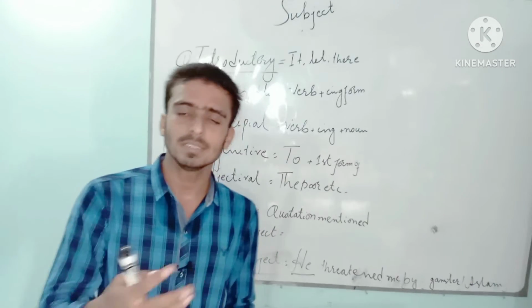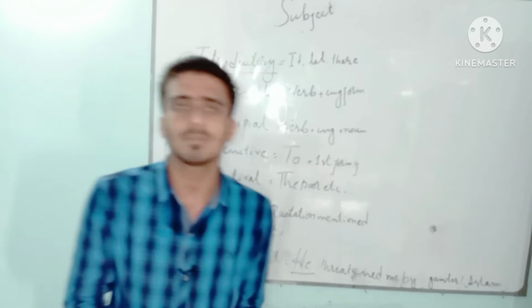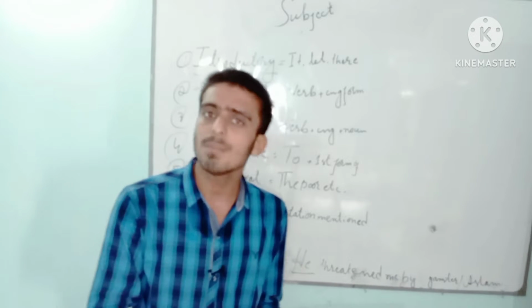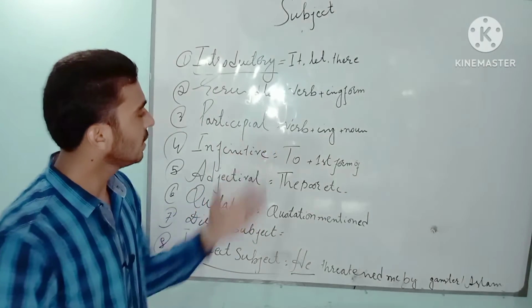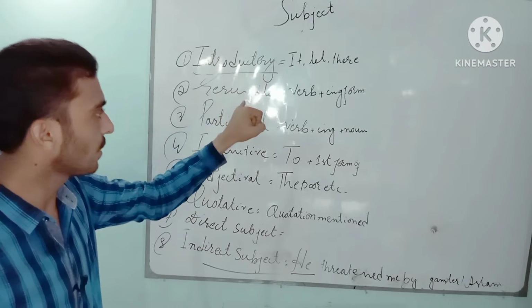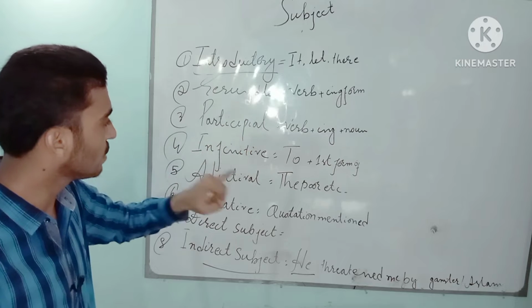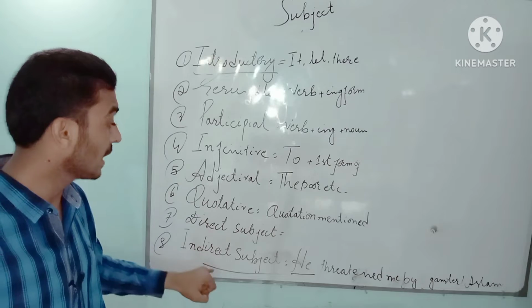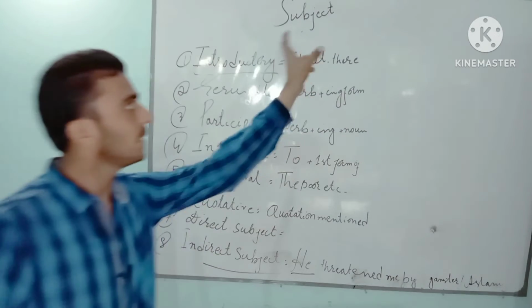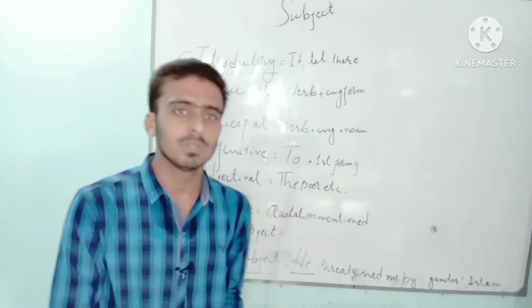You might have learned that a sentence consists of three parts: subject, verb, and object. So let's learn about the kinds of the subject. First is introductory, after that general subject, participle subject, infinitive subject, adjective subject, quotative subject, direct subject, and indirect subject. First of all, we should know about this subject.